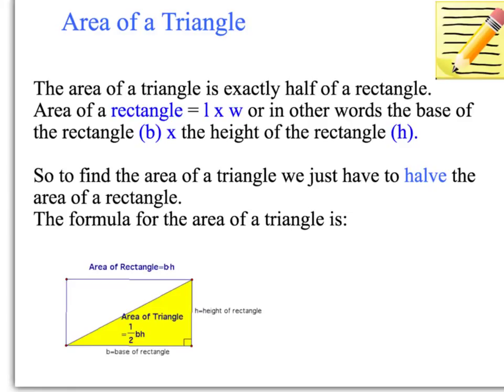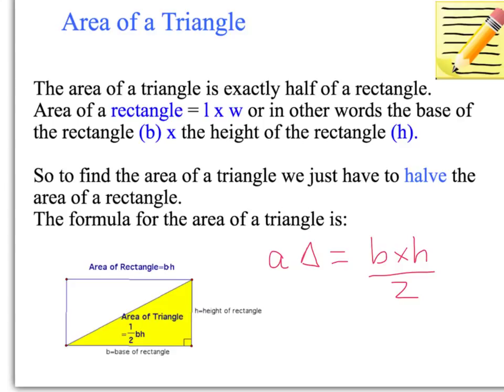So the formula for the area of a triangle is, I'm just going to put area of a triangle equals, it's actually base times height divided by 2. Because we multiply the base times the height, but if we left it at that, it would actually be the area of the rectangle. So we need to divide it by 2 to get the area of the triangle.